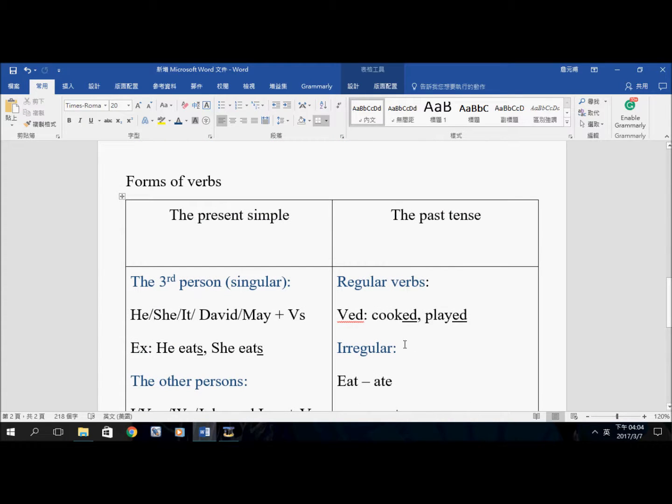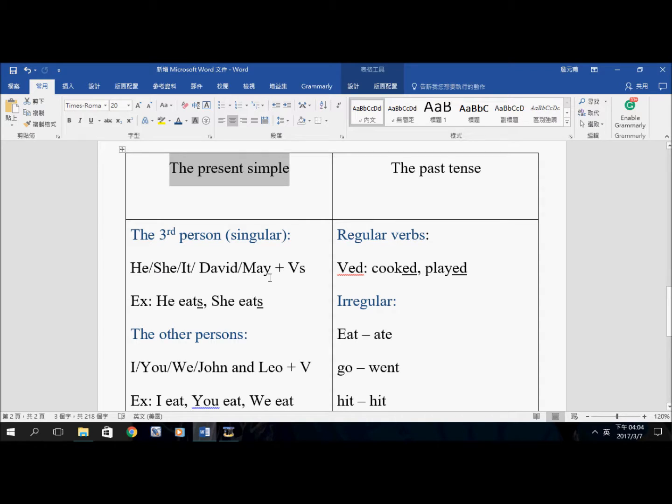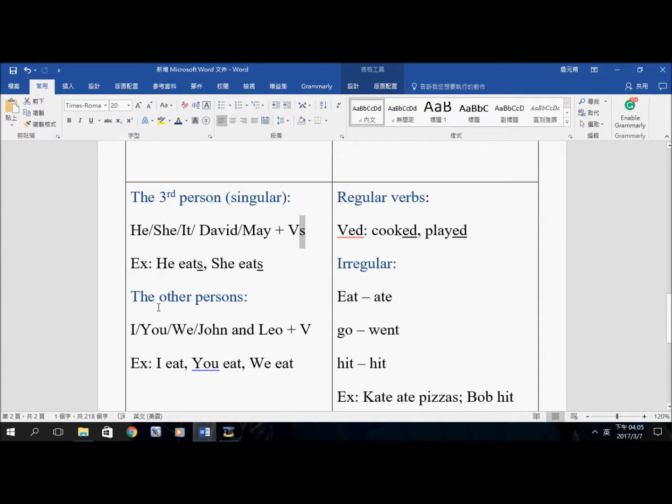So let's go back and summarize everything that we've learned about the forms of verbs. For the present simple tense, the rules are simple. When the subject is a third person singular noun or a pronoun, we need to add an additional s after the verb that follows these pronouns or nouns. So he eats, she eats. As for the other persons, there's no need to do that. We use base verbs after these pronouns and nouns. So I eat, you eat, we eat.